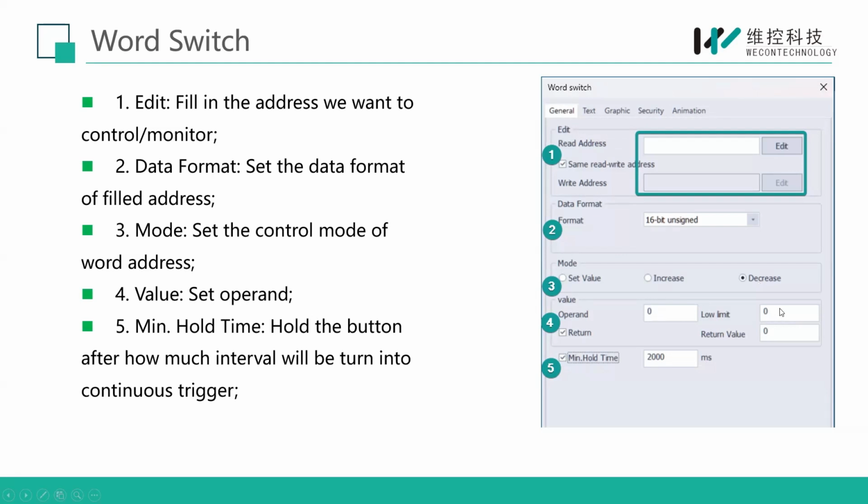You can also set the maximum limit and minimum limit and return it to zero. The third mode is mode. Fourth one, set operand. So yes, you can set the operand for that. And the fifth one is the same as our word object. After 2000 milliseconds, this function will work. So it is a minimum hold time.